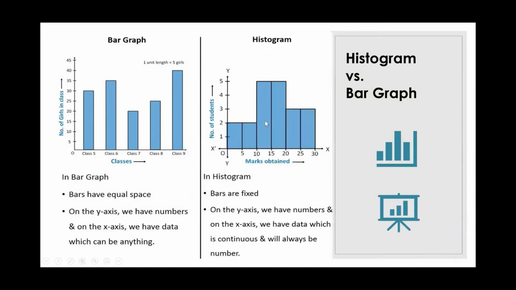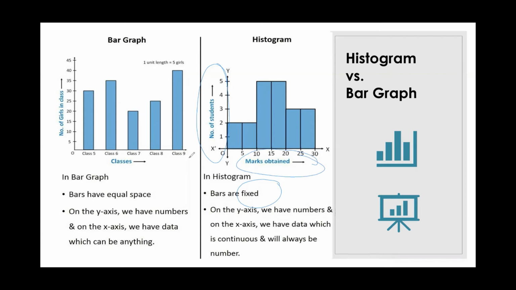Then let's compare it to a histogram. In a histogram, the bars are fixed, so that means there's no spacing. Just as in a bar graph there was spacing, in a histogram there isn't. On the y-axis, again, this is showing us the number of students. We have numbers. And on the x-axis, we have data, which is continuous and will always be a number.